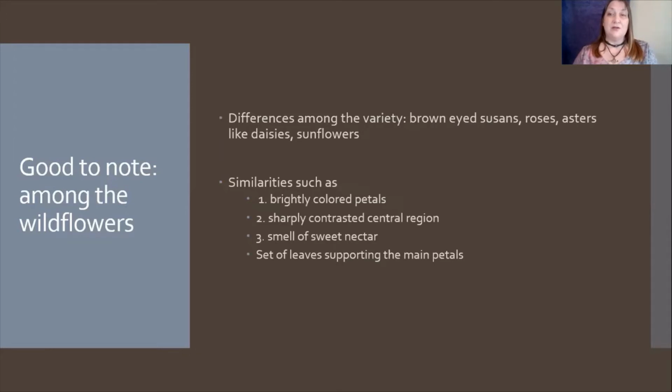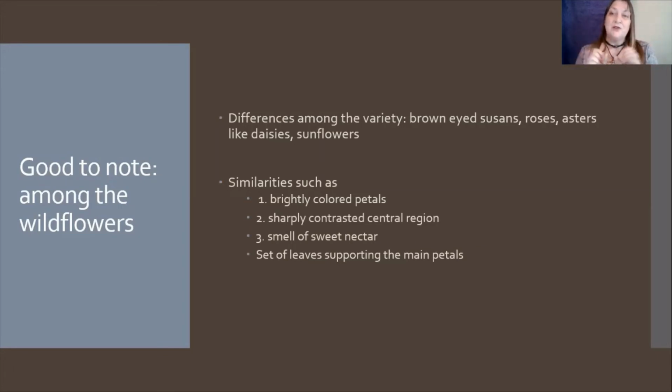And then good to know, something that is a part of our second objective is that among the wildflowers especially, they are diverse in their appearances. And so we have a variety of different kinds of flowers, for example, brown-eyed Susans, roses, some different asters like sunflowers and so on. But with all of these different flowers, their main goal is to be attractive to pollinators. And so they each have brightly colored petals. They have a sharp contrast to that color in the center. And in that center is where that sweet smell of nectar is, and that's where the pollen is located.